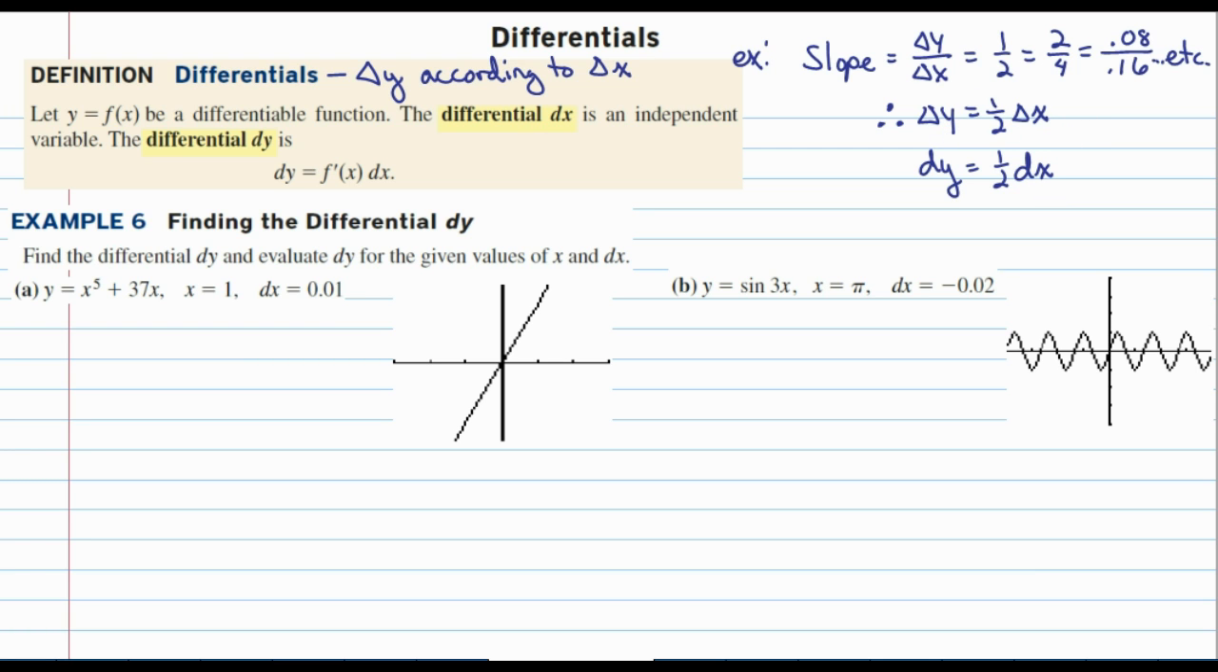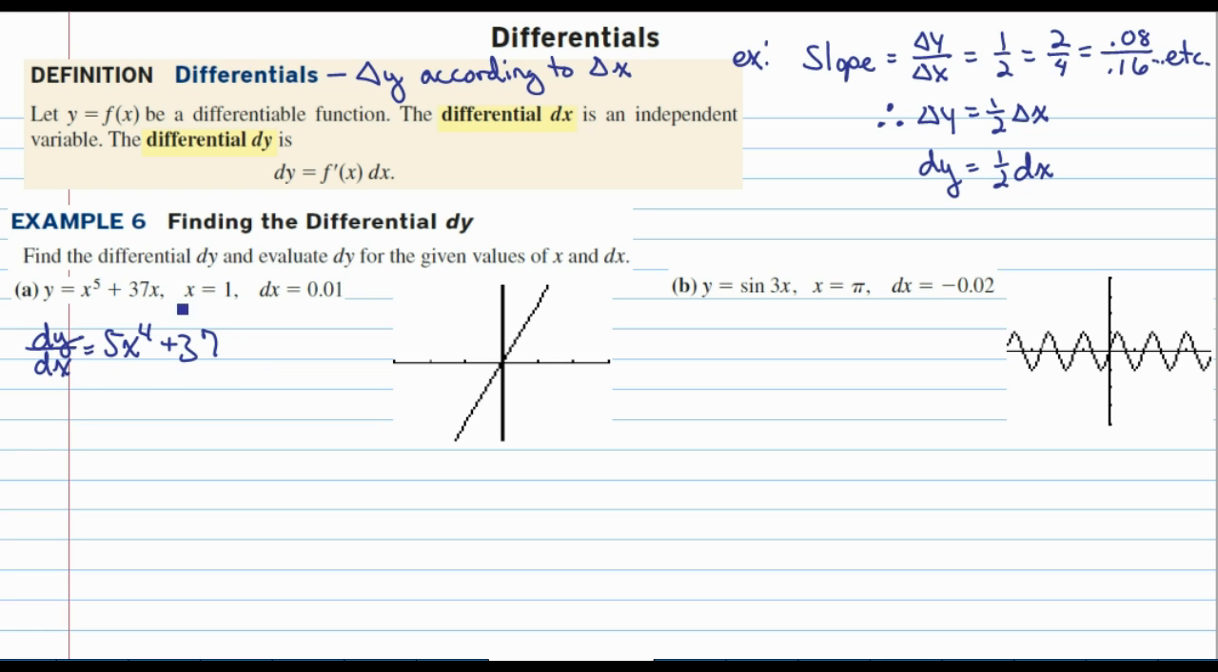So we're going to look at how that applies to a situation here. Part A: find a differential dy and evaluate dy for the given values of x and dx. So we're going to evaluate the change in y given the x value and its change in x. First I'm going to take the derivative, and this time I'm not going to write y prime because I'm using differentials. I'm going to make sure to write dy/dx. So at this point, I know that the derivative is 5x^4 + 37.